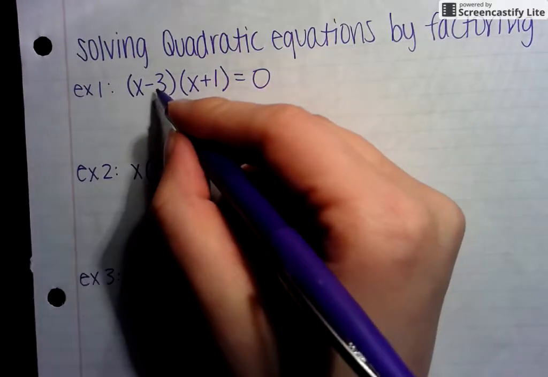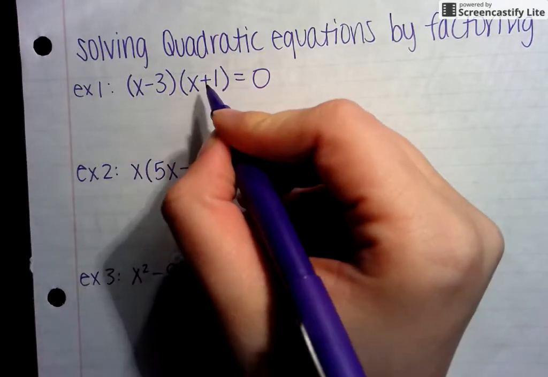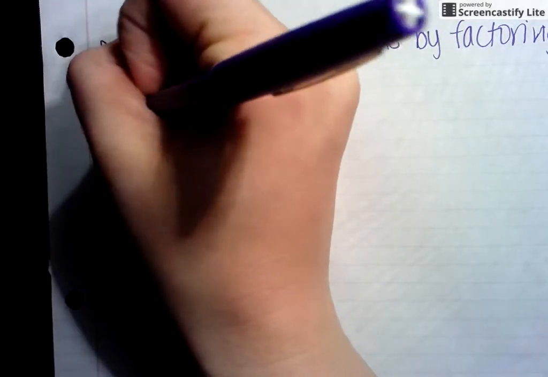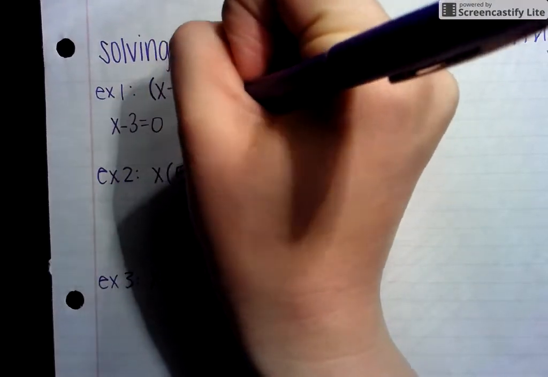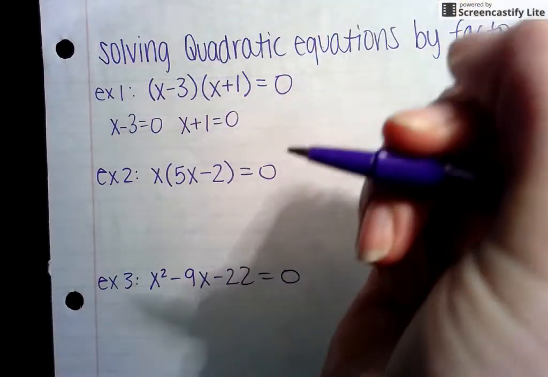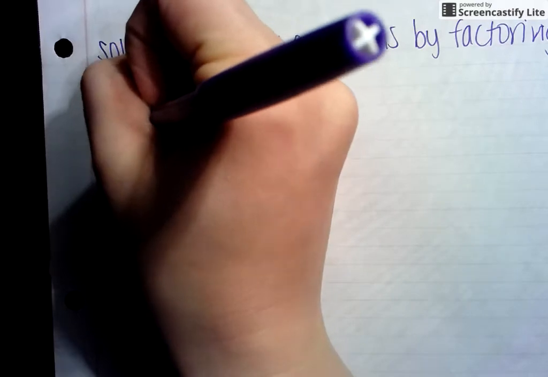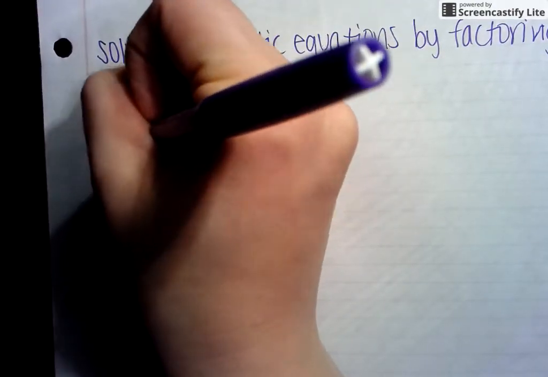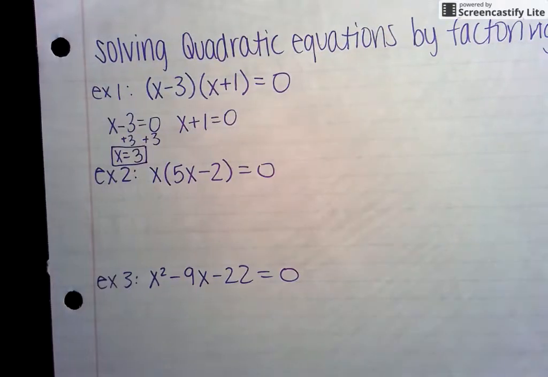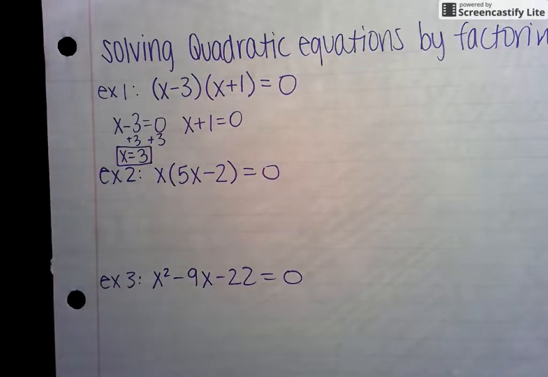So when I have my two binomials after I factored, what I would do is set the first one equal to 0 and set the second one equal to 0. So to get x by itself, I would add 3 on both sides. So one of my answers would be x equals 3. That means at (3, 0) is where my parabola, or my U-shaped graph, is intersecting.